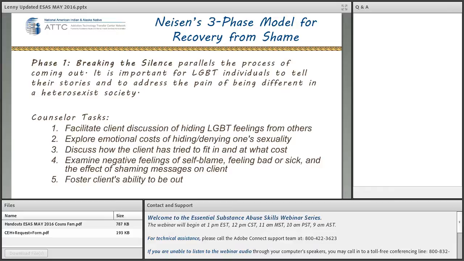And this is Neeson's three-phase model for recovery from shame. Phase 1, breaking the silence, parallels the process of coming out. It is important for LGBT individuals to tell their stories and to address their pain of being different in a heterosexual society. So the counselor's tasks would be to facilitate clients' discussion of hiding LGBT feelings from others, explore the emotional costs of hiding and denying one's sexuality, discuss how the client has tried to fit in and at what cost, examine negative feelings of self-blame, feeling bad or sick, and the effect of shaming messages on the client, and foster the client's ability to be out.